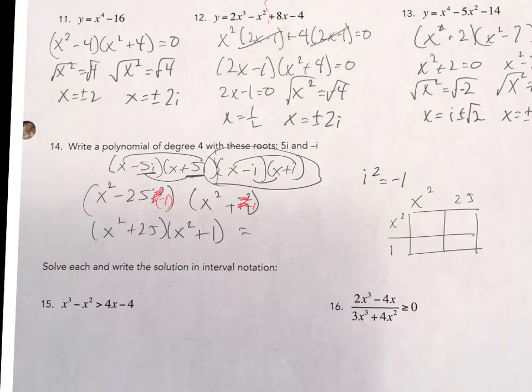Or you can just use FOIL, whatever works for you. We get x to the fourth. Outside is x squared. These two right here together is 25x squared, and then the last two is plus 25. So we add up the 1 and the 25, we have x to the fourth plus 26x squared plus 25.